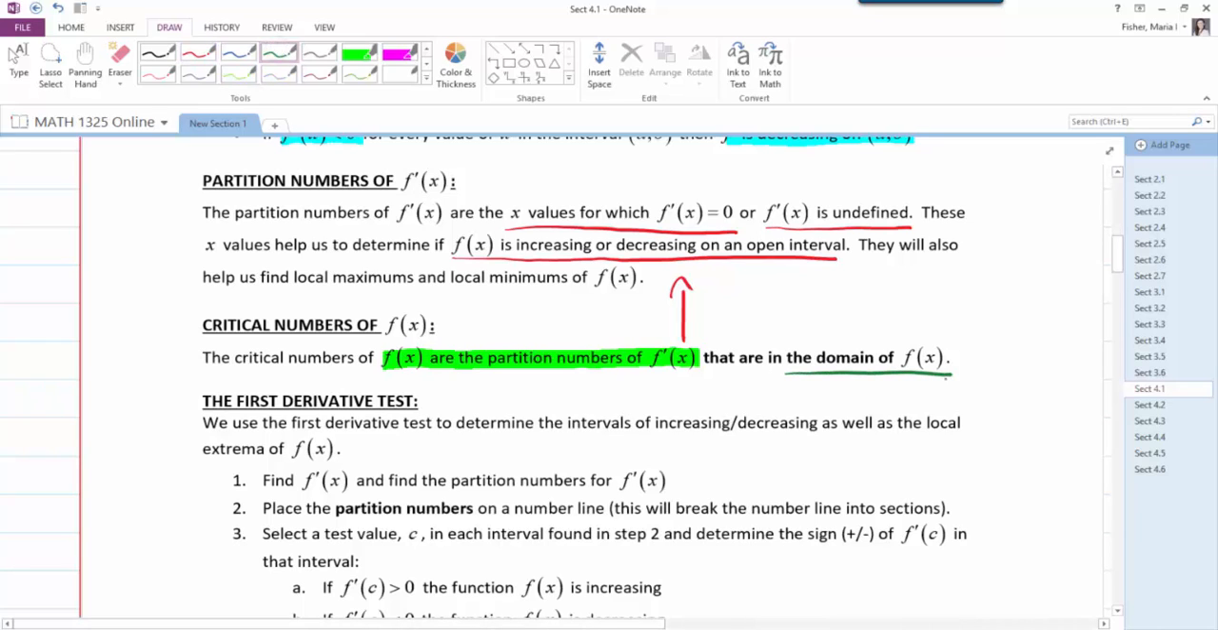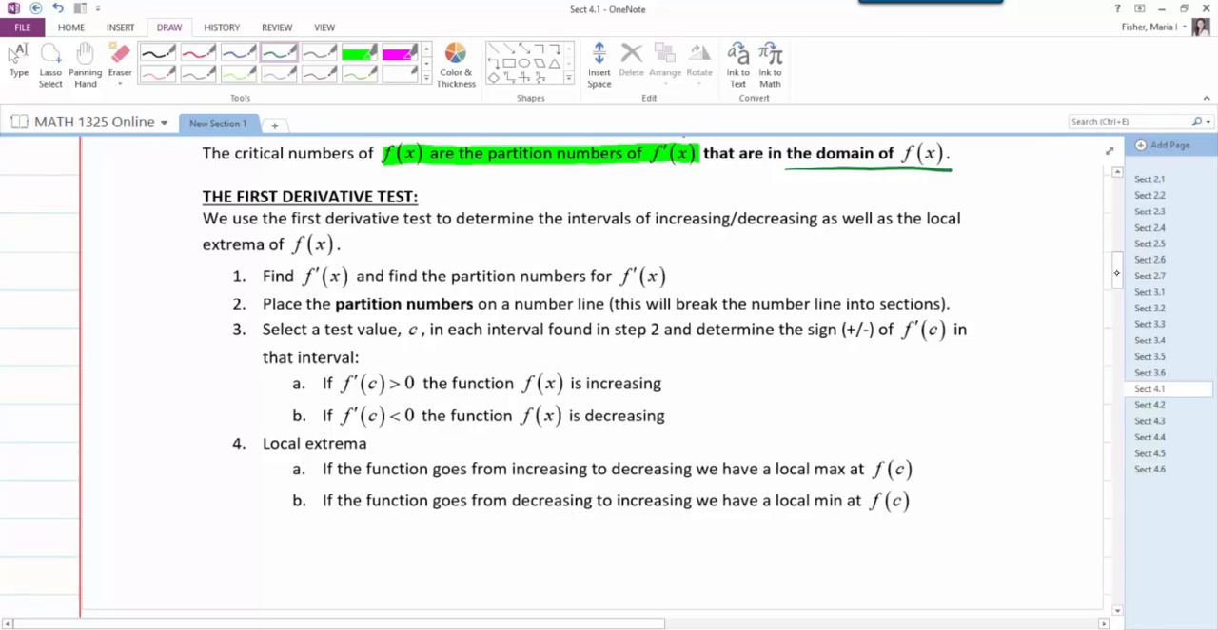So a critical number is different from a partition number because it needs to be in the domain of the given function. So now let's put this all together. Let's figure out how to, if I'm given just a function, find the places where the function is increasing and decreasing. We can use the first derivative to determine the intervals where the function is increasing or decreasing and has local extrema. Local extrema we're going to define right here. So how do we figure out where a function is increasing or decreasing or has local extrema?